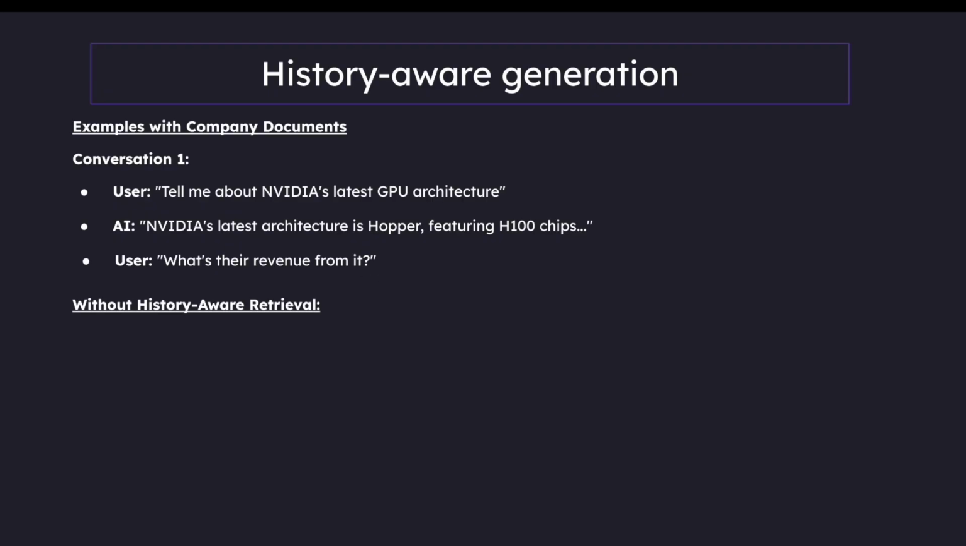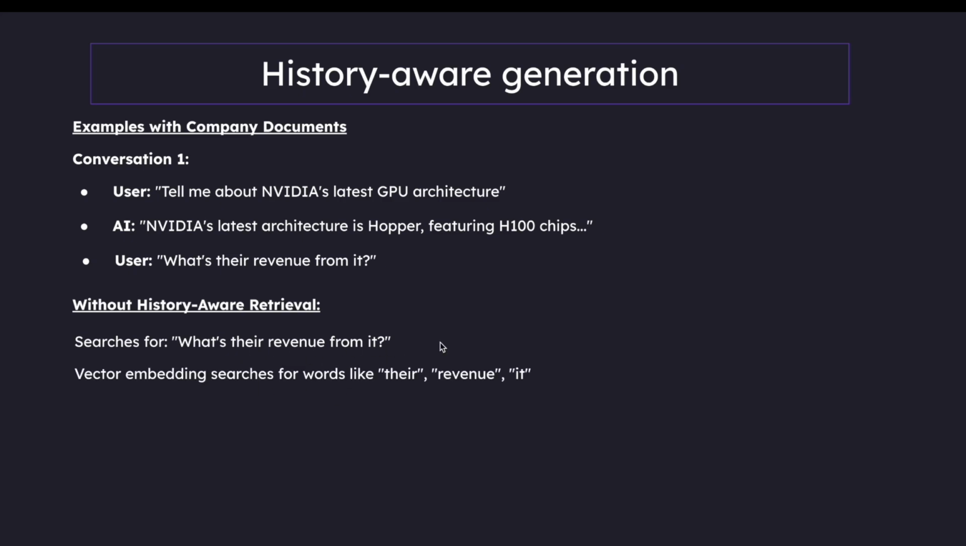So without history-aware retrieval, what happens is that it searches for "what is their revenue from it" in the vector database. The vector embedding searches for words like their, revenue, it. It doesn't really mean anything, and the result is poor or no results. Embeddings don't know what "their" or "it" refers to. Looking at the entire conversation, yes, "their" refers to NVIDIA and "it" refers to Hopper, but vector embeddings do not know it. The vector database does not know it. The retriever doesn't understand it.